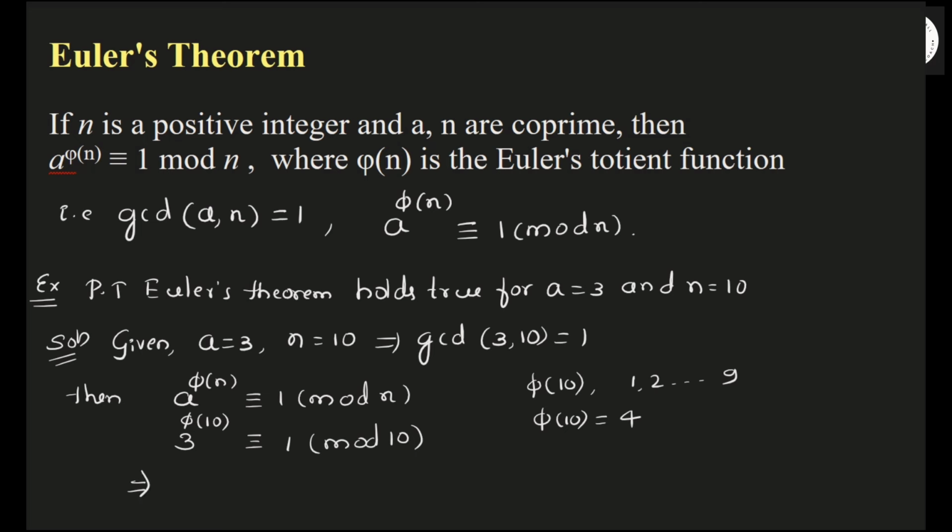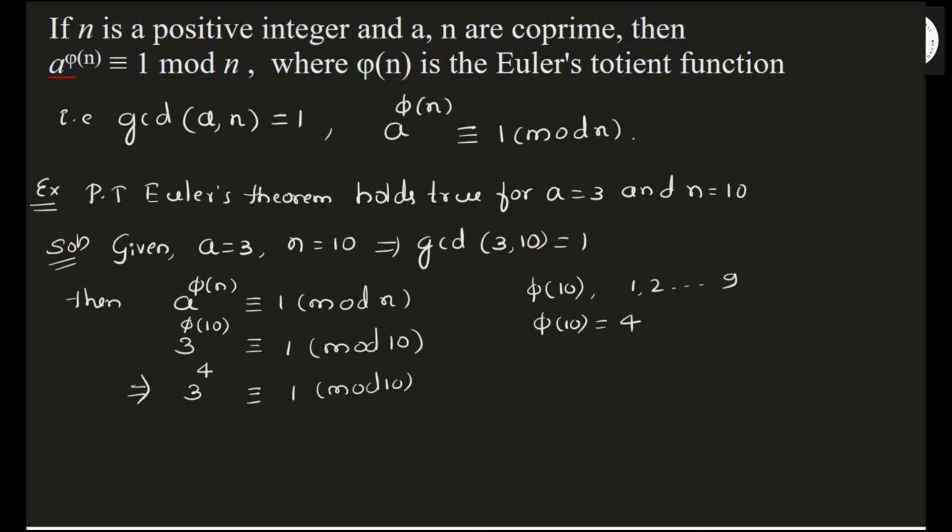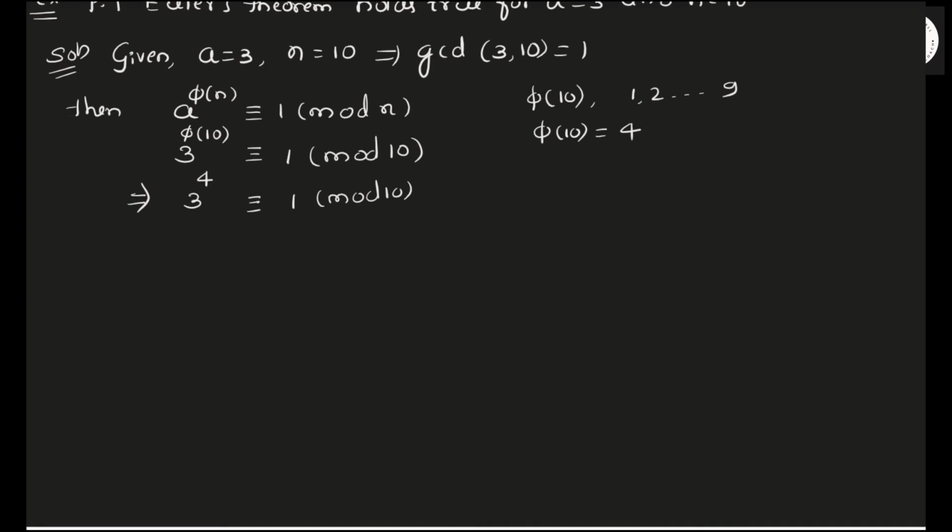Once you get phi of 10, the totient number, in place of phi of 10, substitute 4. So 3 raised to 4 is congruent to 1 mod 10. What is 3 raised to 4? 3 raised to 4 is 81. Yes, 81 is congruent to 1 mod 10. Whether it is or not, when you divide 81 by 10, what is the remainder? You will get remainder 1 only. 10 times 8 is 80. So, the remainder is 1 only.